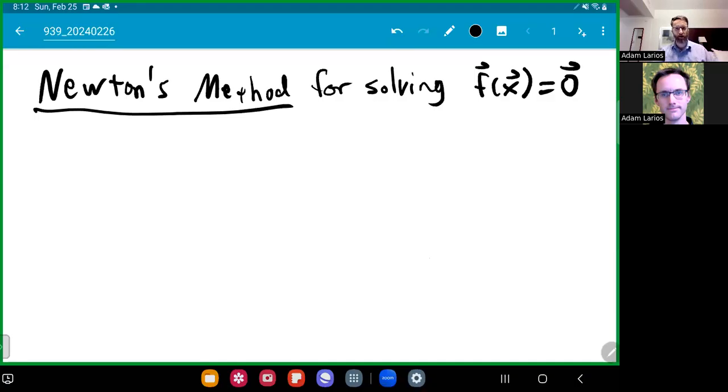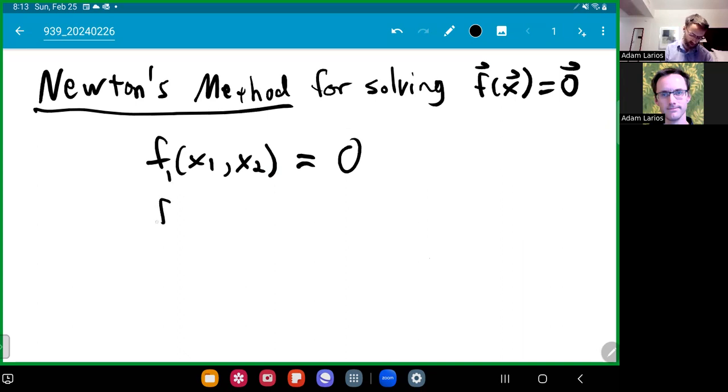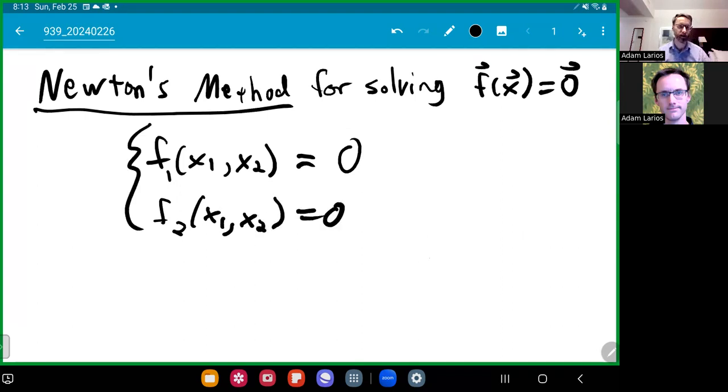We're going to talk about a method for solving pretty general equations. So we're going to look at equations of this form f of x equals 0, where here I've written everything as a vector. So for instance, I might have a function of 2 arguments, f of x1, x2, equals 0, and this would be f1 and f2 of x1, x2 equals 0. So I'd like to think about this as a system and solve it.